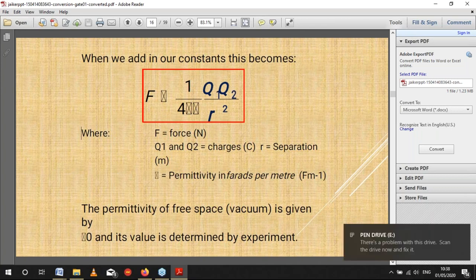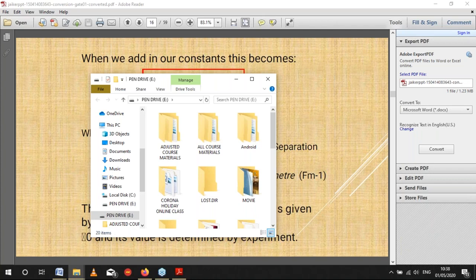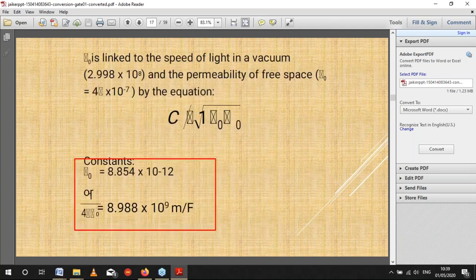The permittivity of free space, the vacuum, is given by epsilon naught, and its value is determined by experiments. Now the constant is equal to 1 over the square root of mu naught epsilon naught. This is what we get as the constant after inputting everything.